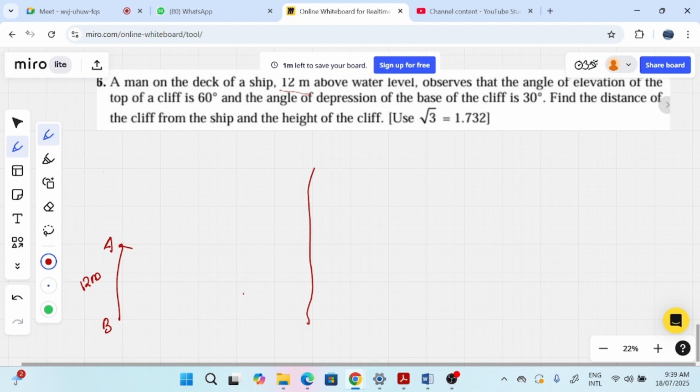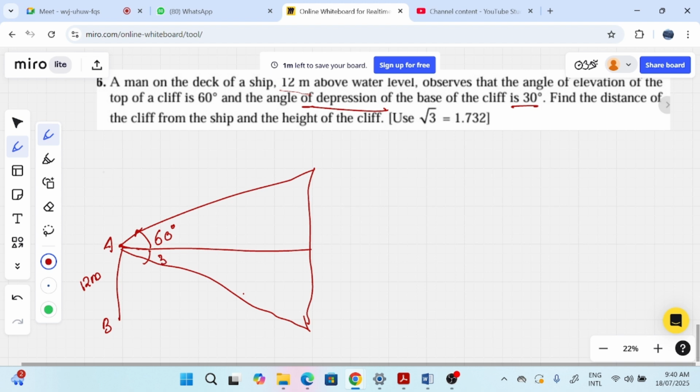and he's making 60 degrees. So you all know first will be a straight line, isn't it? Then he is moving his eyelid and then he is making 60 degrees. Fine. And the angle of depression, that means he's also looking down to the base of the cliff, is 30 degrees. So from here he is also looking down. So he is making 30 degrees. Here he is looking. Okay. So that means on the ground level, this is also 30 degrees, alternate interior angles. Find the distance of the cliff from the ship and the height of the cliff.